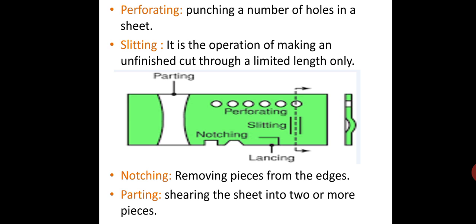And next is the notching operation. It's removing pieces from the edges of the sheet metal. It removes the piece only at the edges of the sheet metal. And the next operation is the parting operation. The diagram shows shearing the sheet into two pieces by using the parting operation, cutting the sheet metal into two pieces.